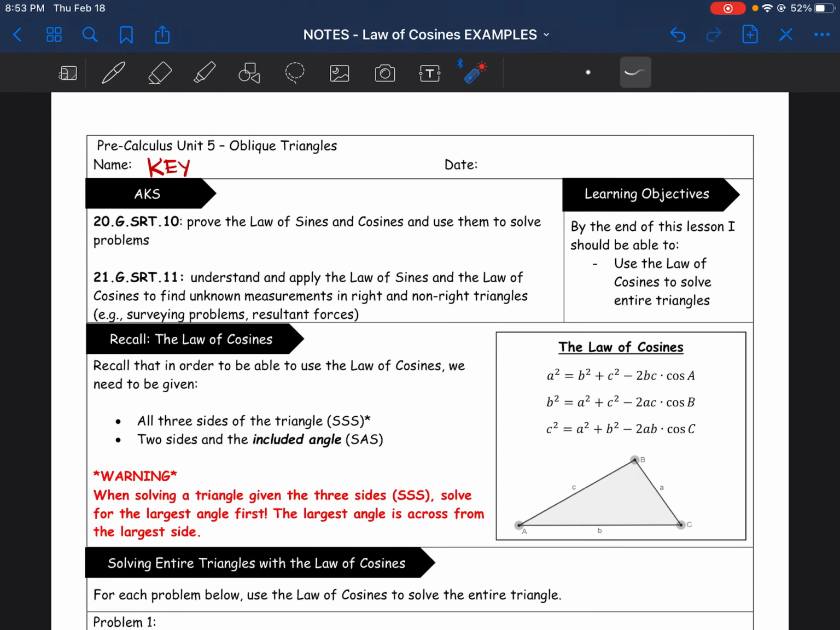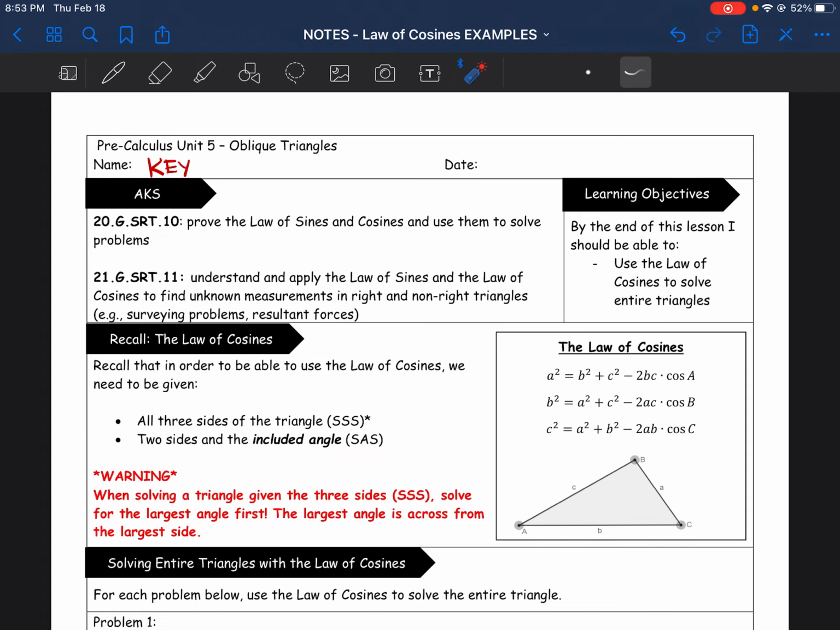In today's video, we're going to look at some more examples of how to solve triangles using the law of cosines. So in the previous lesson, we derived the law of cosines. We found these three statements right here that make up the law of cosines. And we also saw the two scenarios where we're allowed to use the law of cosines. And those two scenarios are when we have a triangle given the three sides, or we have a triangle given two sides and an included angle.